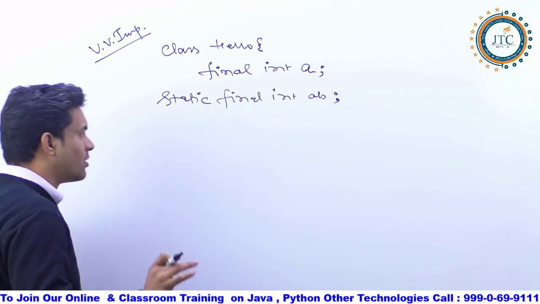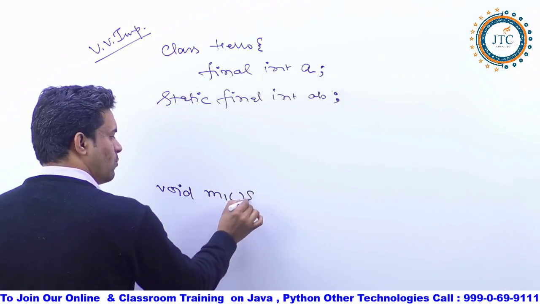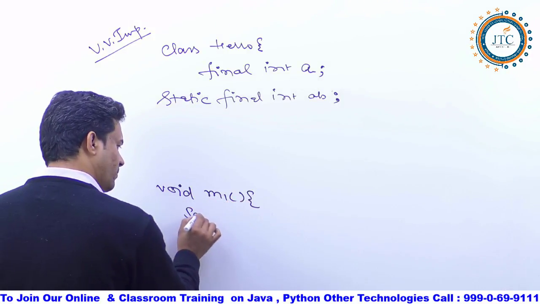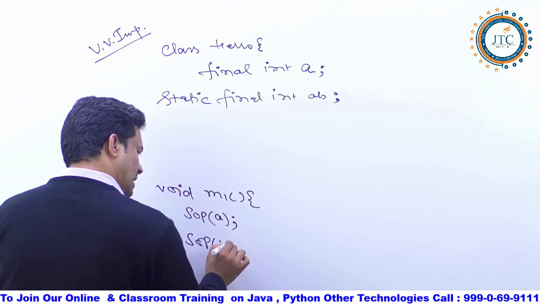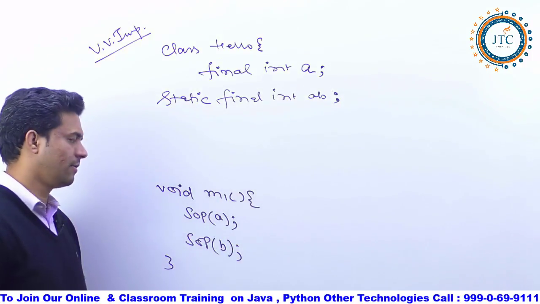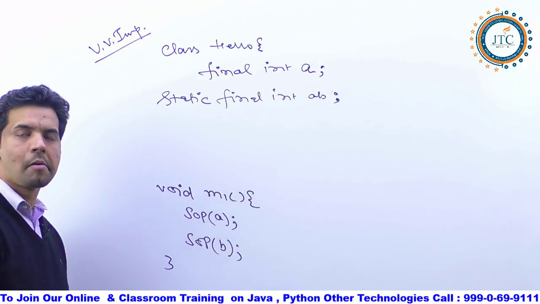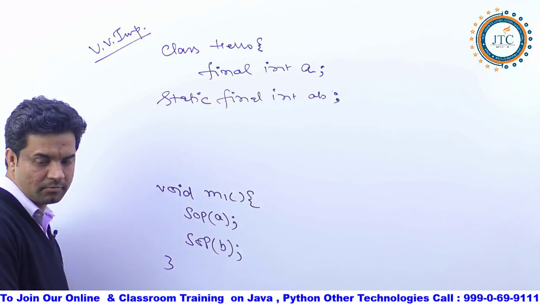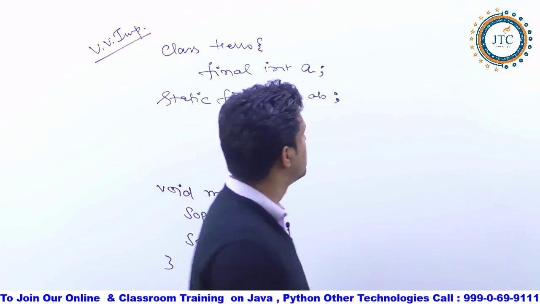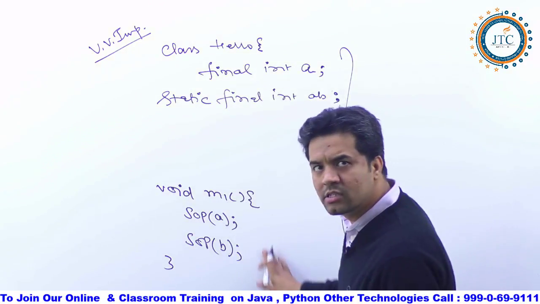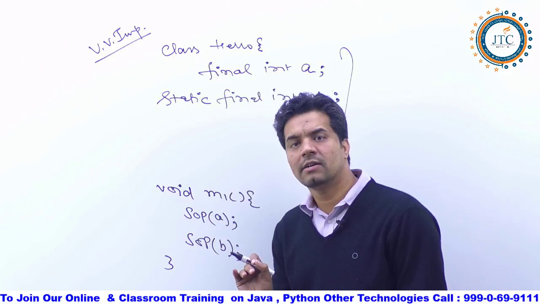So I'll do one more thing. Suppose I write one method, void m1, here. SOP of A and SOP of B I am accessing here. A and B both I am accessing inside this method. Understand it. Now my question to you all, are you able to see this question properly? Hope so.